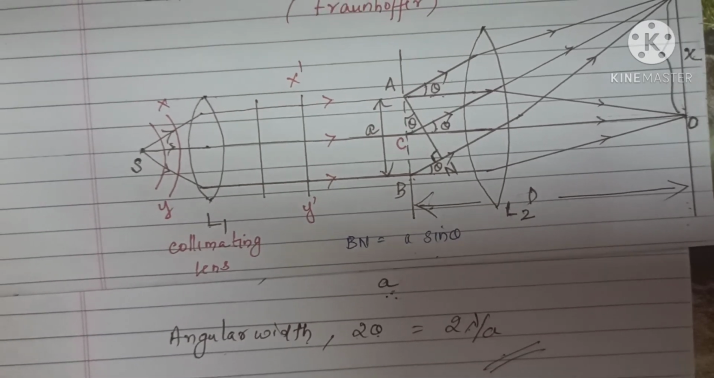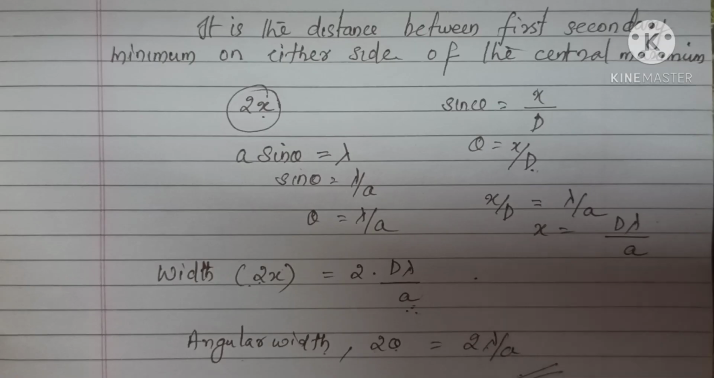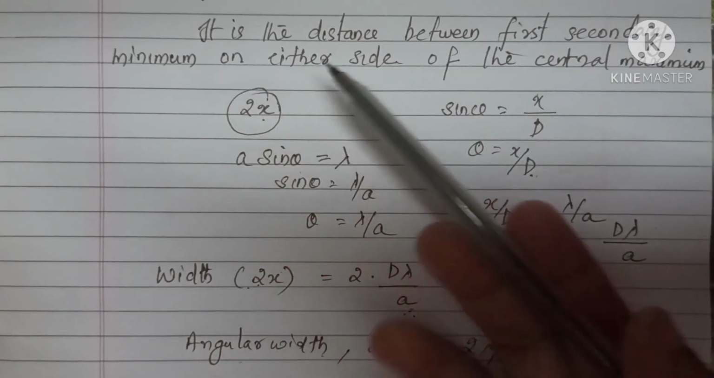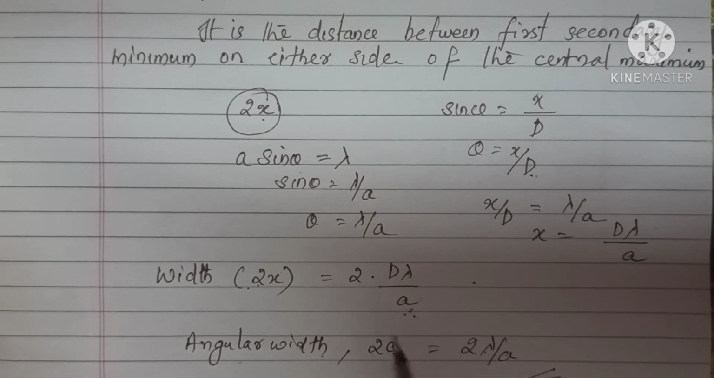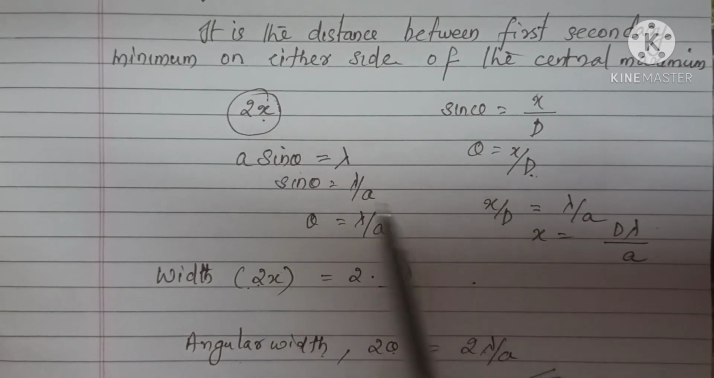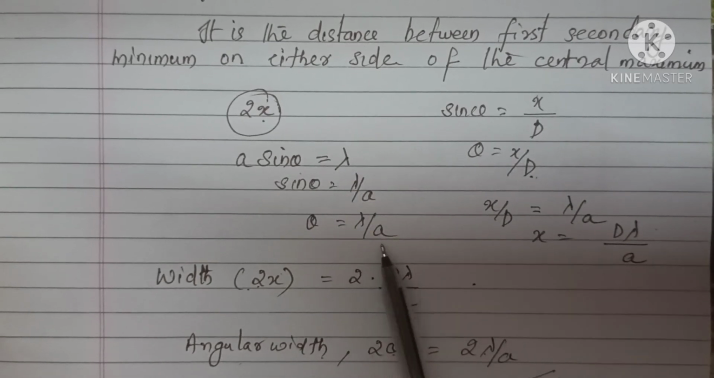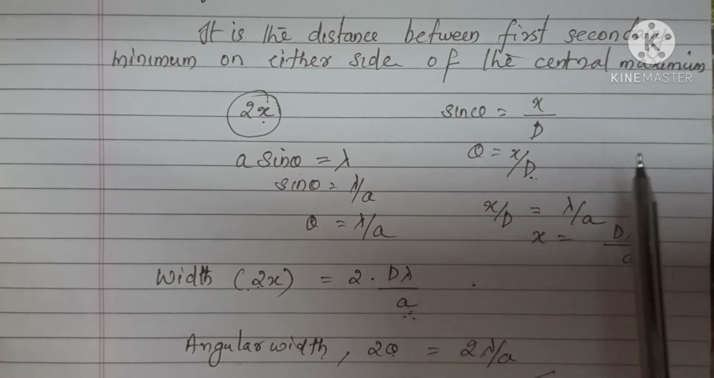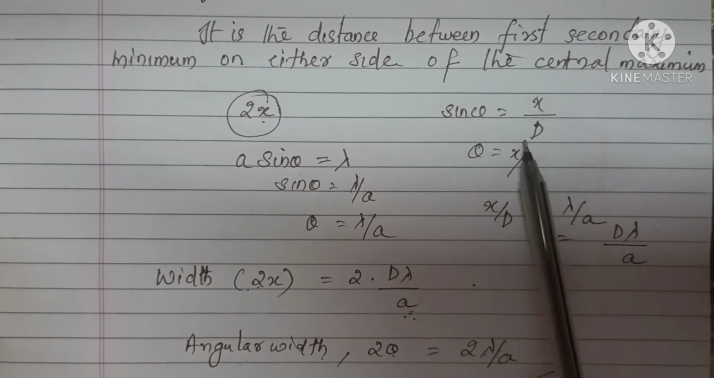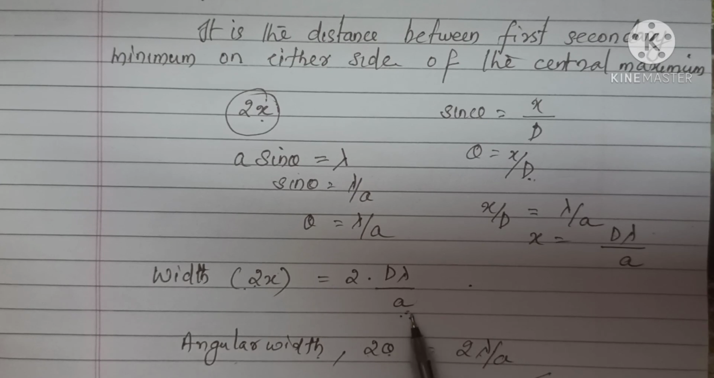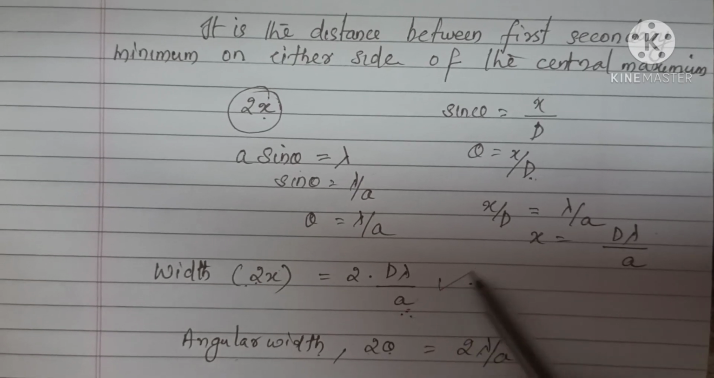So that's all for the width of the central maximum. It can be defined as the distance between the first secondary minima on either side of the central maximum, and it is taken as 2x. First we want to find an expression for x. For that we have the condition theta equal to lambda by a, and from the figure you can take sin theta equal to x by D. So these two we equate and find the expression for x. Then the width is 2x, which is 2 D lambda by a. So this is the expression for the width of the central maximum.